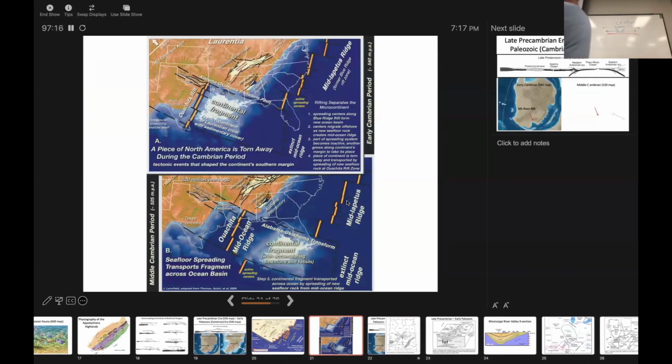Here's just another way to visualize that. I encourage you to study all these various graphics and diagrams here because they really do provide a lot of details. These are all from your textbook, by the way. Hopefully all of you have that. Make sure you're reading it.